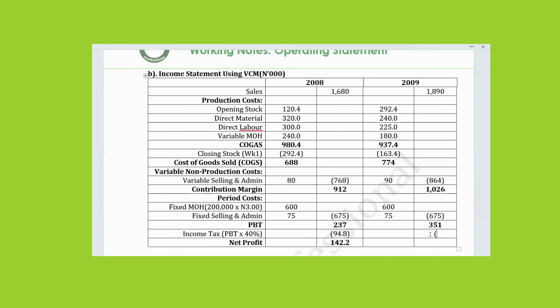140.4. What's the difference? 351 minus 140.4. 210.6. That's the net profits in 2009.